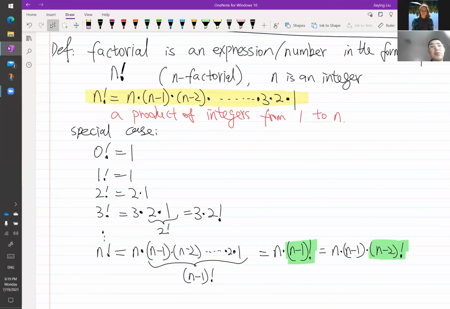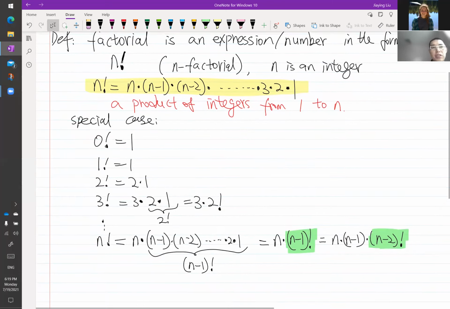If you haven't seen this before, just think about something factorial. It's really the product of integers, right? If you add the integers, you get a sigma. You can use the sigma notation to condense them. But here we just use factorial.